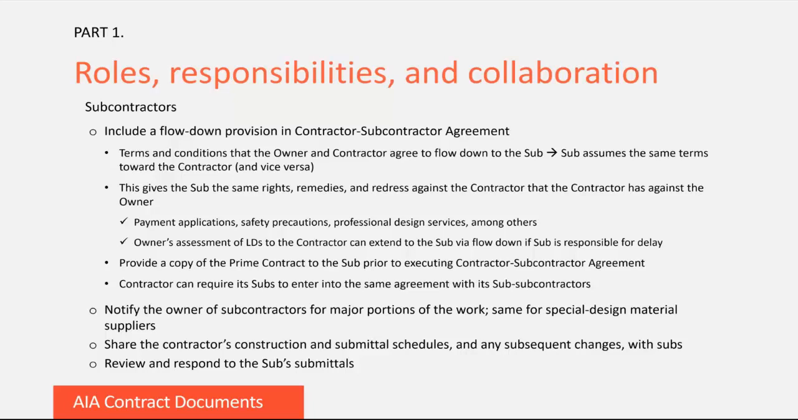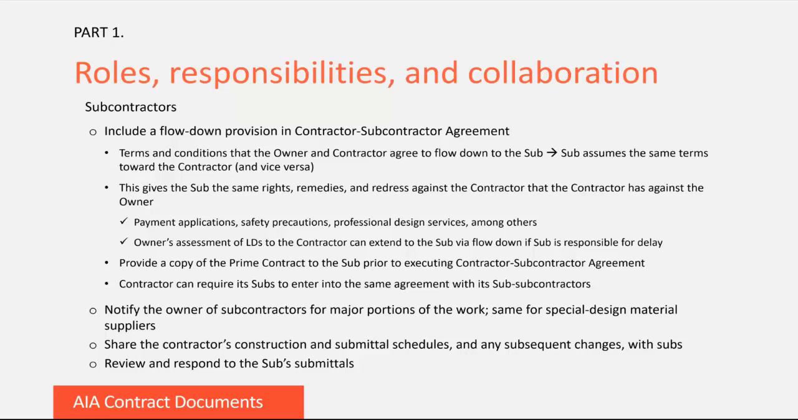Know that if the owner reserves the right to assess liquidated damages against the contractor for failing to meet the schedule, the contractor can also assess LDs against the sub to the extent the sub is responsible for delay. Also, when you include flow-down language, attach a copy of the prime contract. You can redact any confidential information to properly inform the sub of the flow-down provisions.